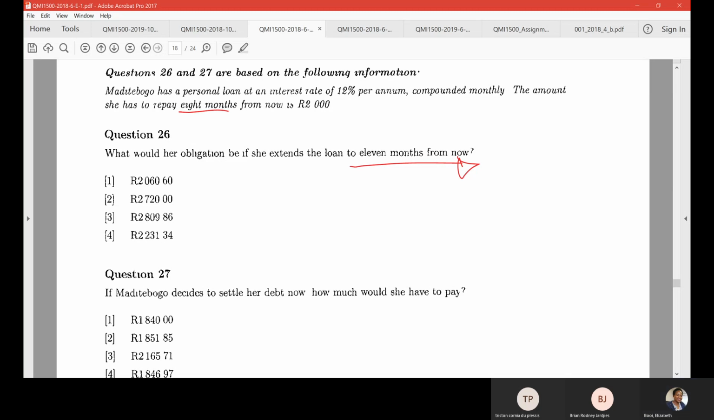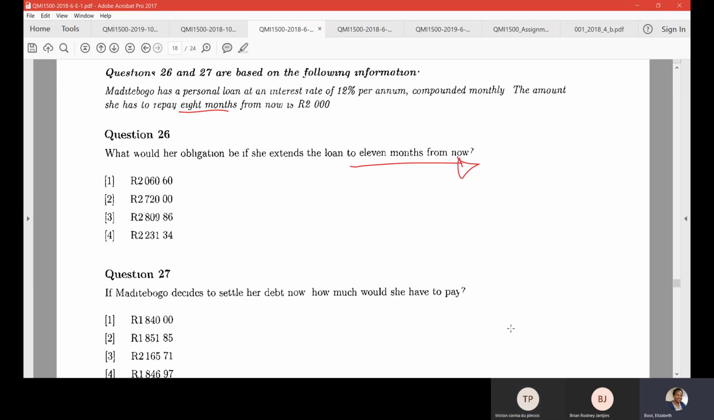Can I ask, are you using financial calculators, or are you calculating manually? Manually. You're calculating manually. Kristen, you calculating using your financial calculator? Calculating manually as well. Okay, so you both calculating manually, so it makes my life easy.